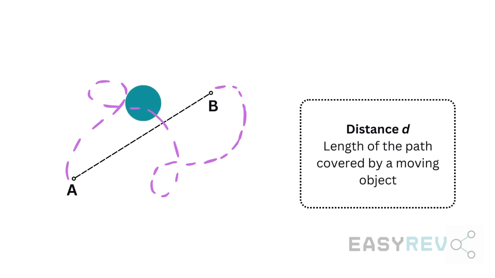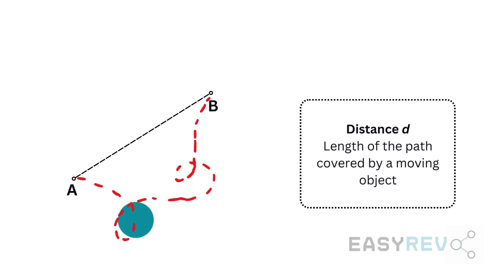It is the length of the path covered by a moving object. Clearly, we can see that if the object were to change its path from this purple one to, let's say, this red one, while maintaining the same starting points A and B, we still get a different value of distance. And so it makes sense to conclude that distance depends on the path covered.